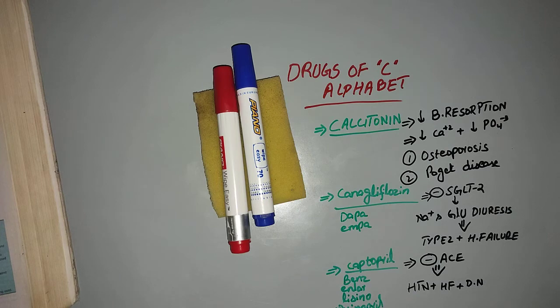So this was calcitonin, canagliflozin, and captopril. The ACE inhibitors have selective toxicity, that is, they cause hyperkalemia. They are also contraindicated in pregnancy because they cause fetal renal damage, and they cause cough due to increased concentration of bradykinin. So calcitonin, canagliflozin, and the third is captopril.